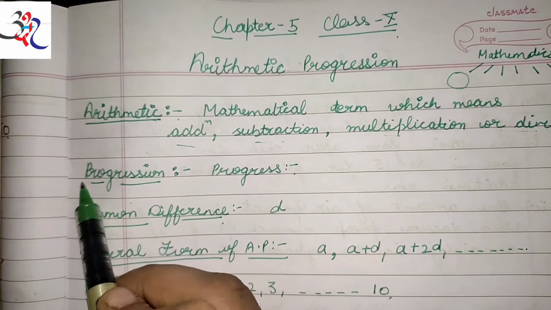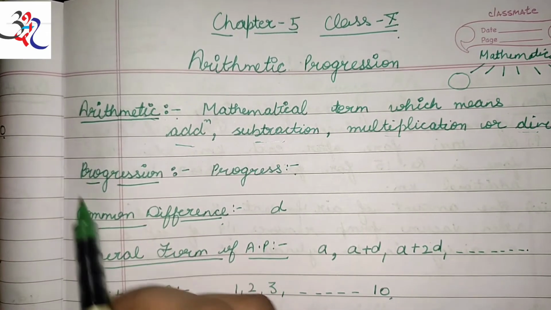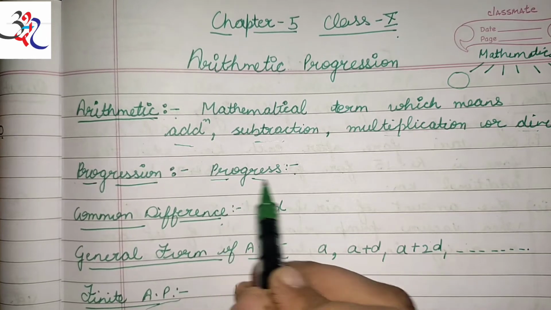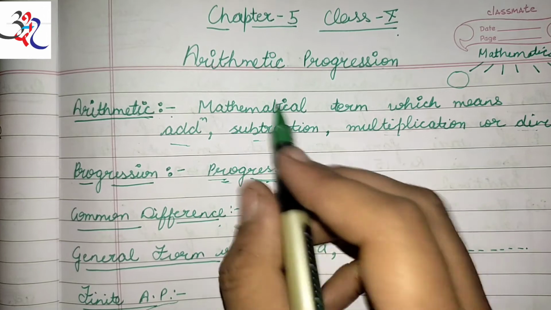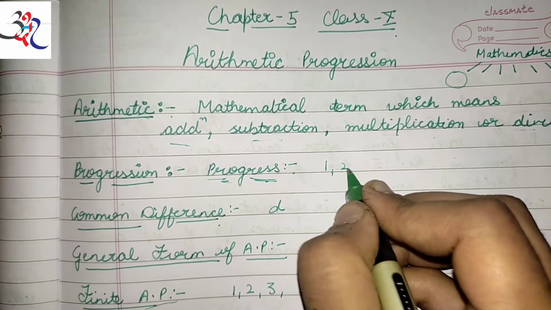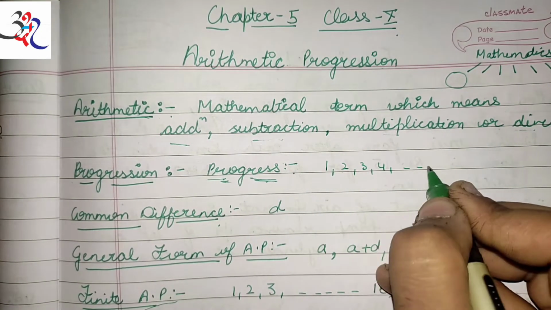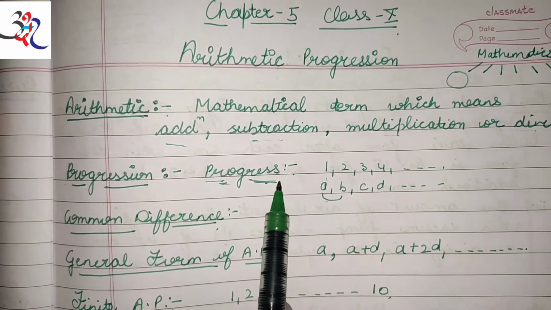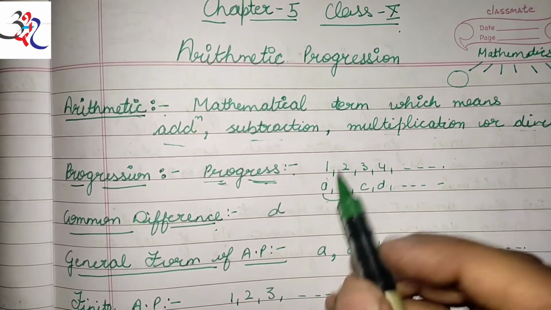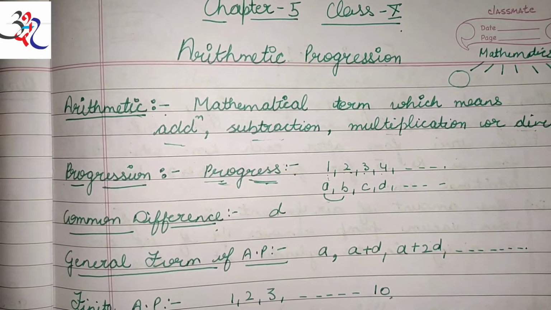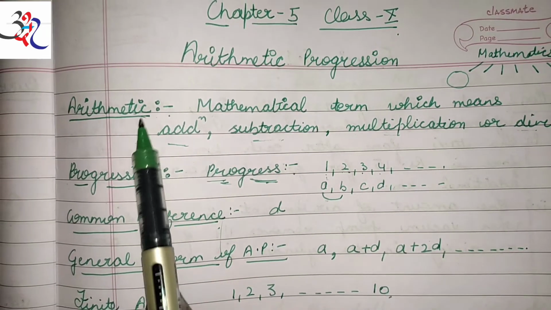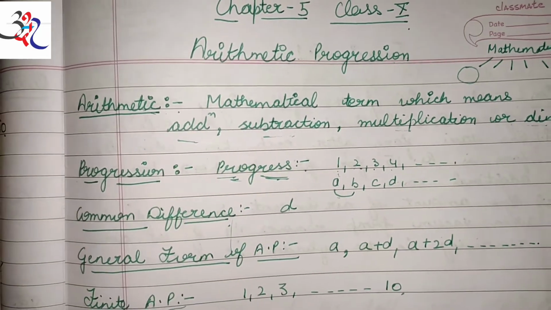Okay, next is progression. Progression, as the name says, means progress, means the number of mathematical terms. What are the mathematical terms? 1, 2, 3, 4, like this. Progress means increasing, means they are increasing step by step by some common value. So that is called arithmetic progression.